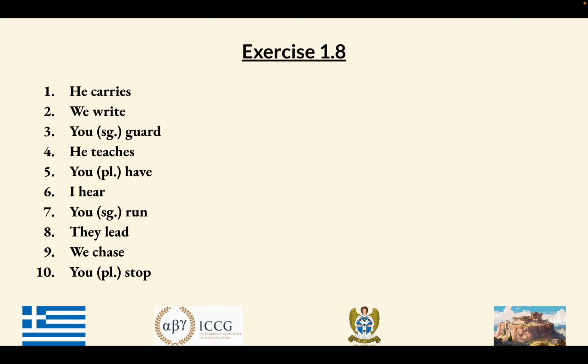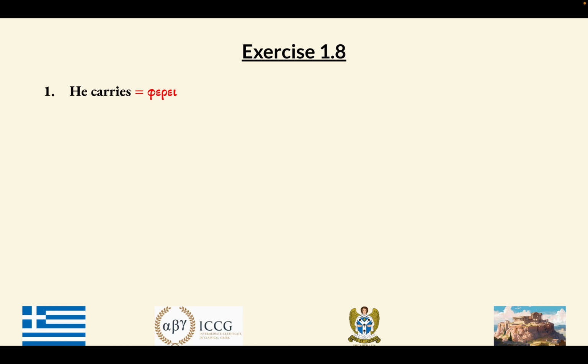So look at your table for present tense verb endings and you will see that the ending for he is EI, or epsilon iota. So put that together and you get fere. Okay, let's look at the second one in the same way.